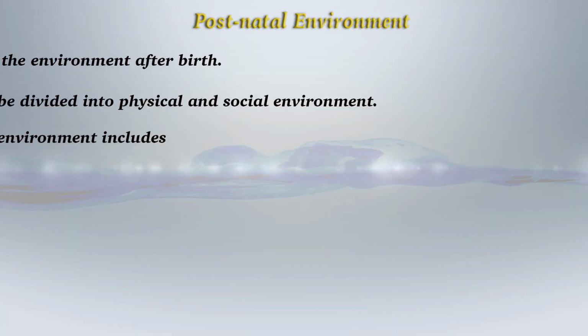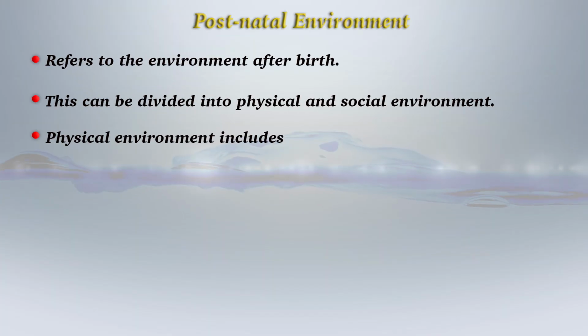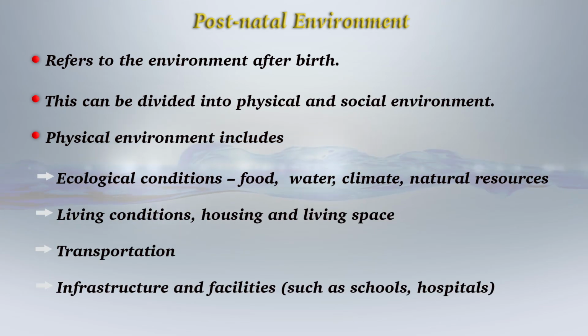Let us see what the postnatal environment is. This is the environmental conditions after birth. We can further divide it as physical and social environment. The physical environment includes all the ecological conditions: the type of food available to the child, the quality of water, the climatic conditions, the natural resources, the living conditions, housing and living space, transportation available around the child, other infrastructure and facilities such as schools and hospitals. All of this comprises the physical environment. All of this will affect the child's development.